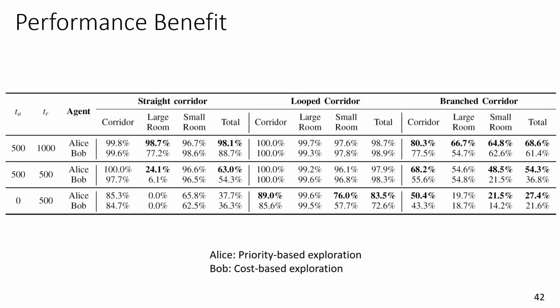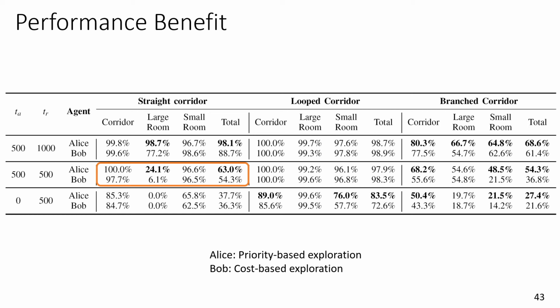This table shows the performance of Alice and Bob in three different environments. The numbers are averaged over 3 simulations. You can pause the video to see the results up close. I'll focus on a few results. The first set of highlighted results is for the straight corridor environment, for a moderate exploration time of 1000 seconds, with a deadline of 500 seconds imposed after 500 seconds of initial exploration.